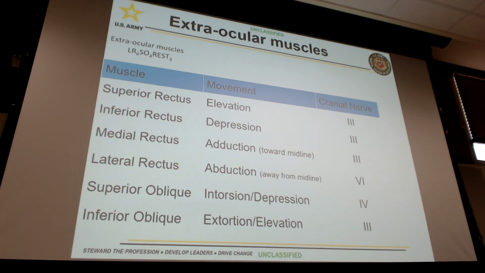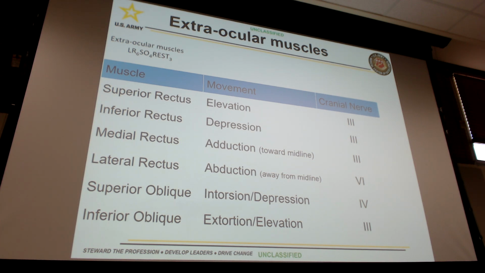I'm going to put it down there. Okay, we have this mnemonic LR6 SO4 press 3. LR6, the lateral rectus, is innervated by the 6th cranial nerve, which is called what? The abducens nerve. Because what does the lateral rectus do? Abducts, very good. Abducts, abducens nerve. Okay, the superior oblique, SO4, is innervated by the 4th cranial nerve, which is what? The trochlear nerve, very good.